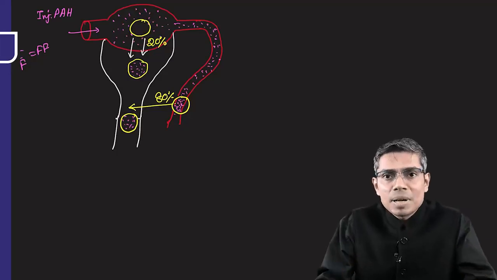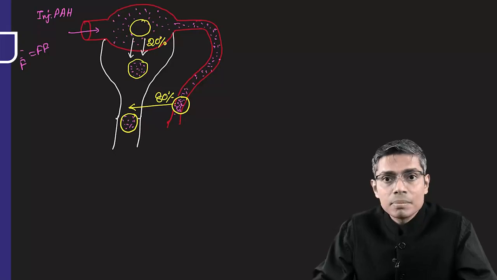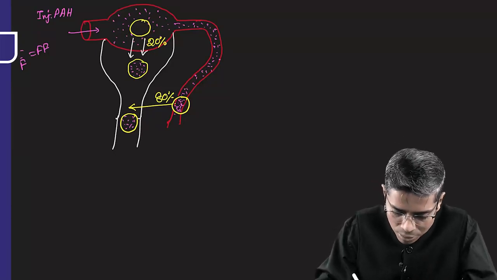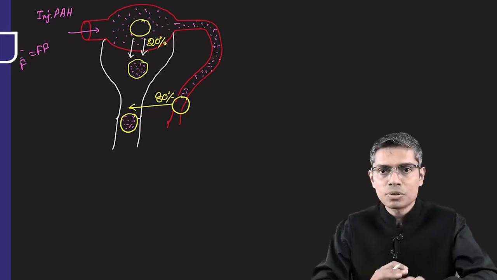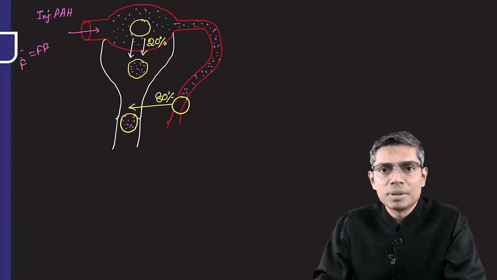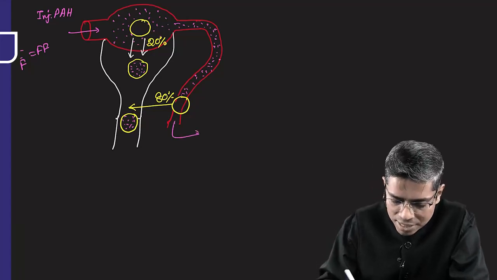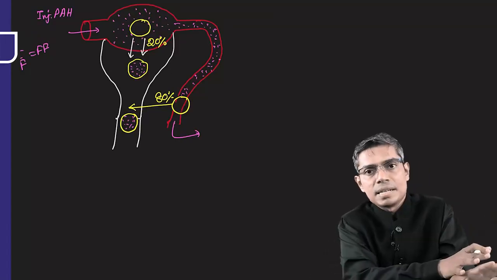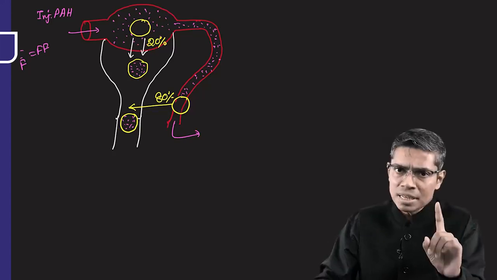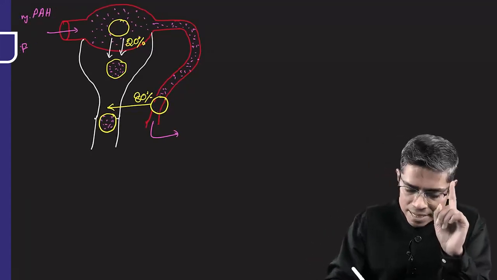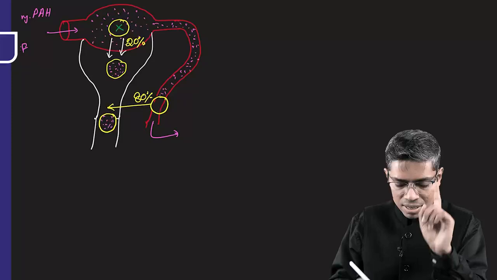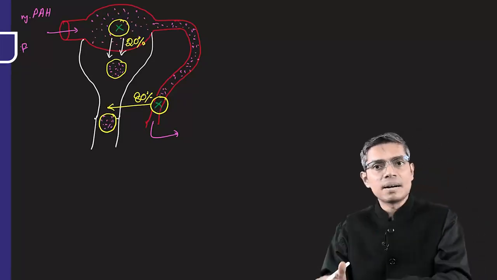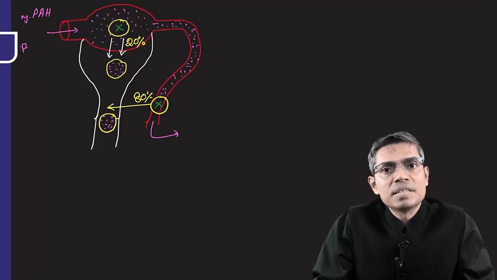So how much volume of plasma is cleared at the level of the peritubular capillary? 80%. So 80% of the plasma is cleared at the peritubular capillary. Almost no remaining PAH is there at the level of the renal vein. So no PAH is going there. All of it is secreted at the level of the PCT. So 20% of the plasma is cleared at the glomerular capillary by filtration, and 80% of PAH is cleared at the PCT by secretion.